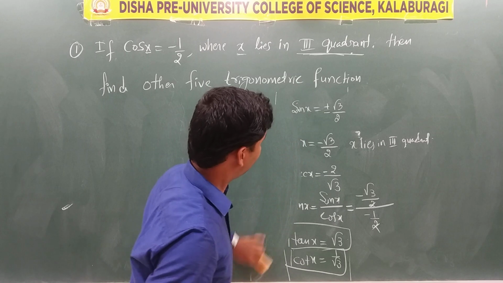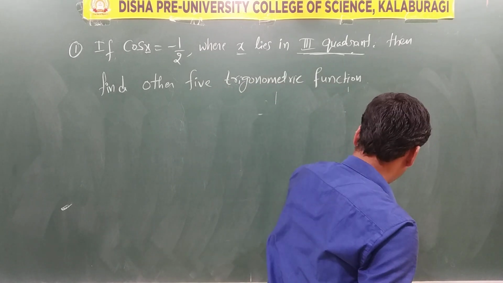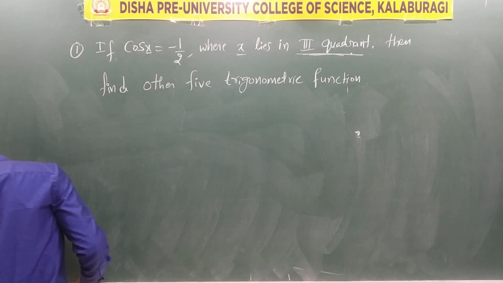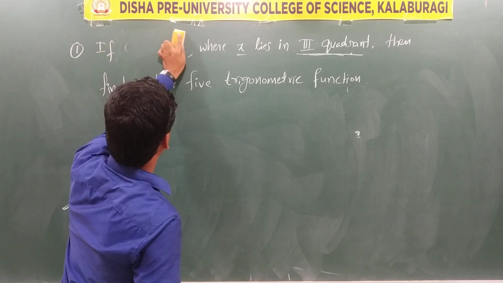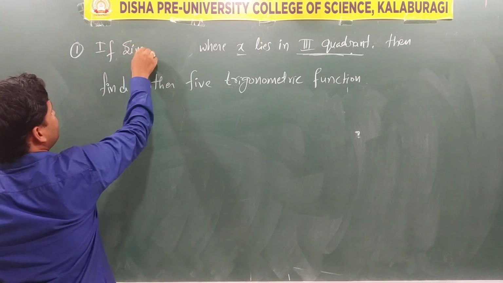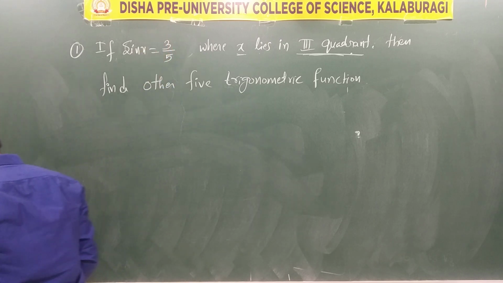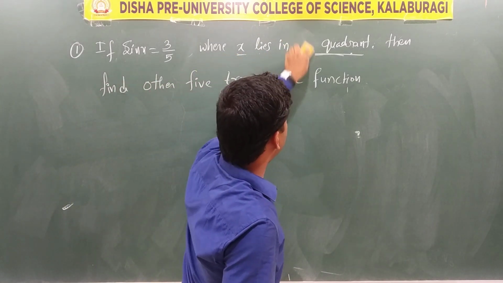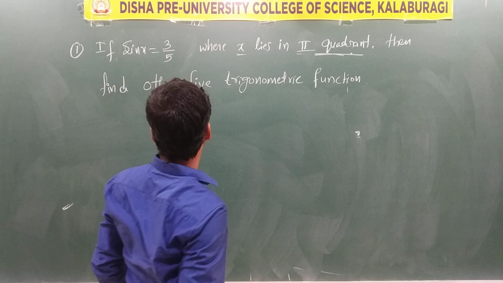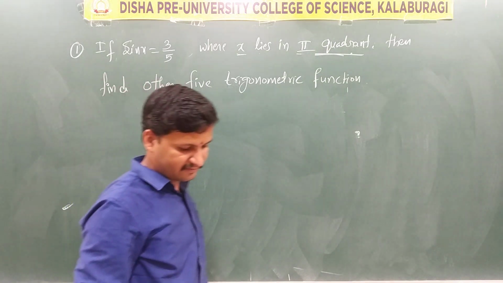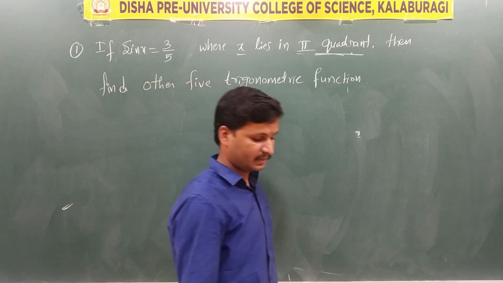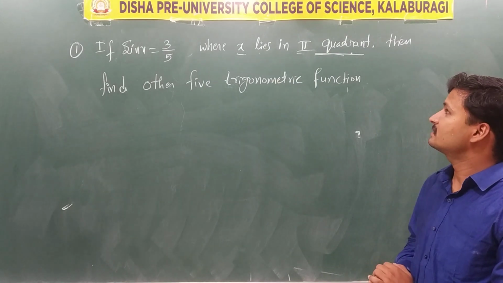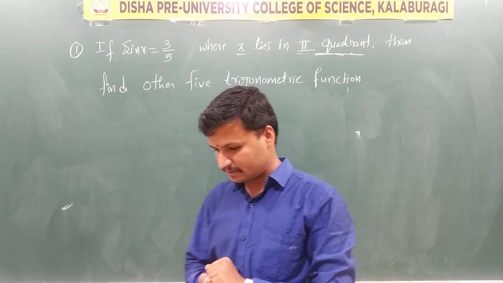The next question is, if sin x is equal to 3 by 5, where x lies in the second quadrant, then find the other 5 trigonometric functions. Okay, here given sin x is 3 by 5, x lies in the second quadrant, find the other 5 trigonometric functions.